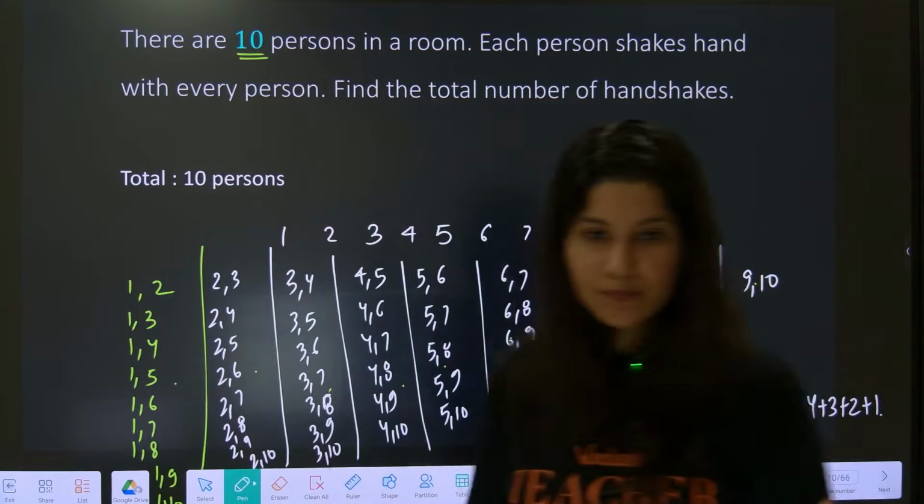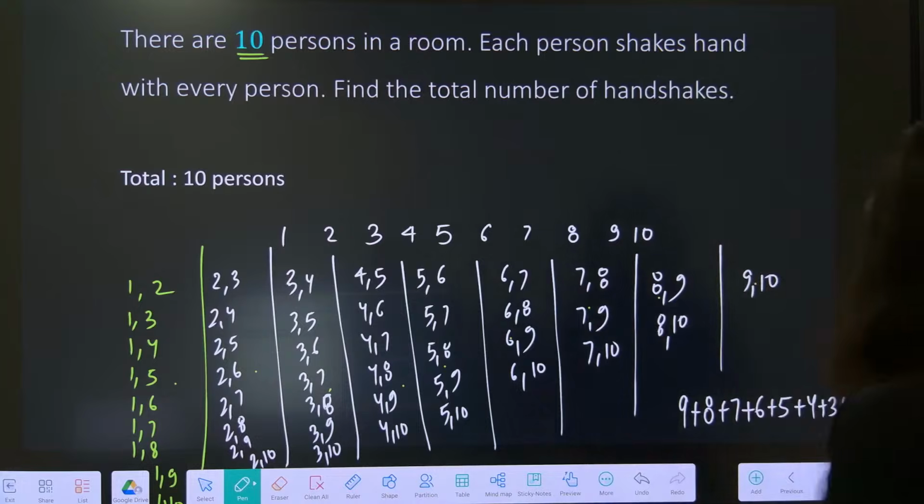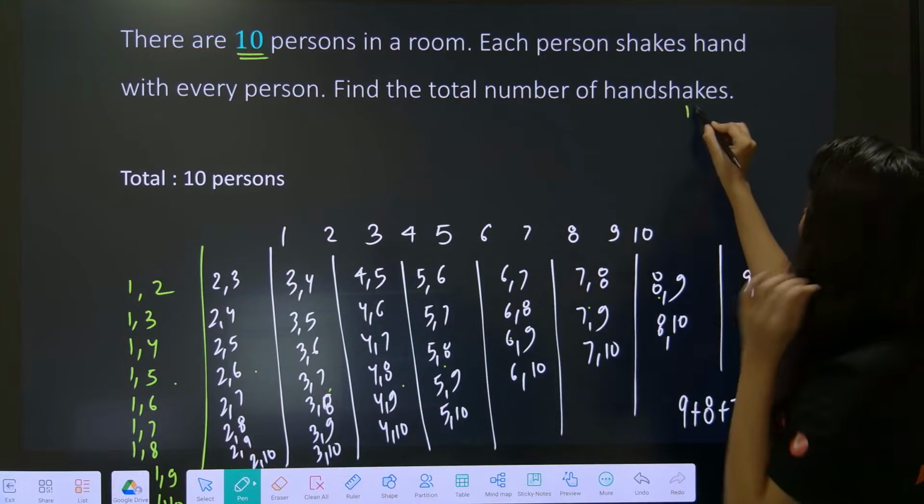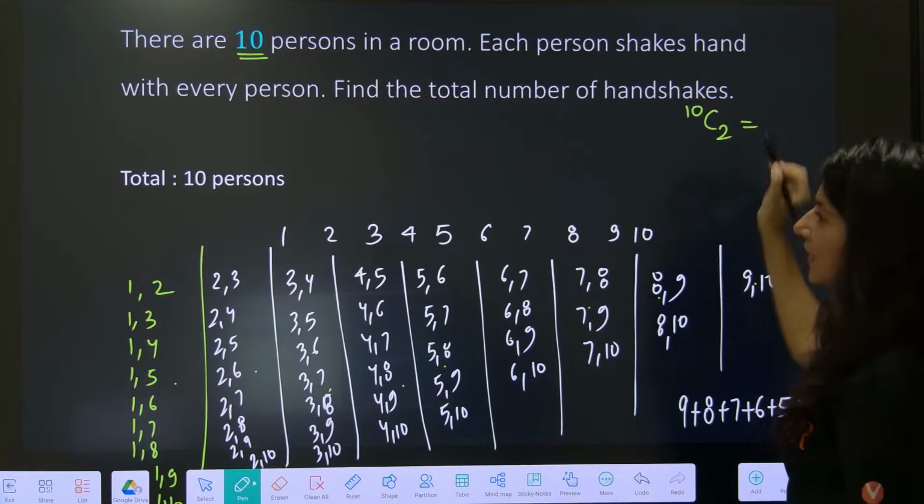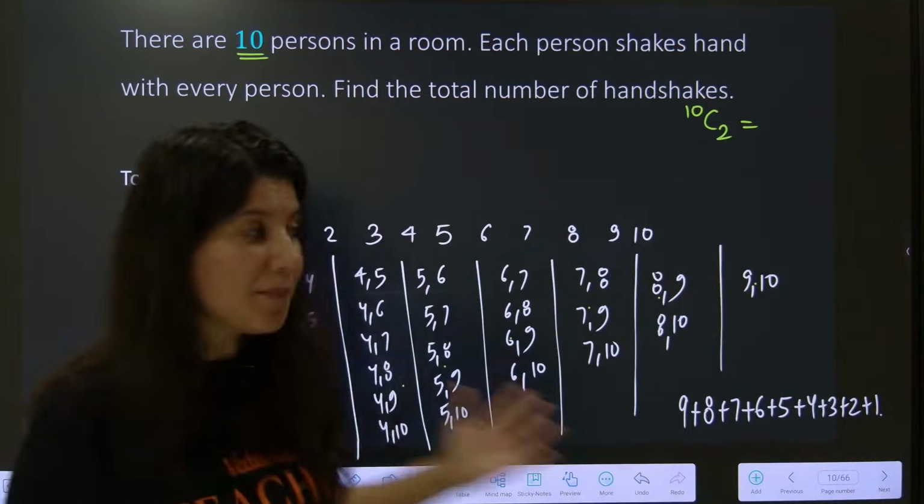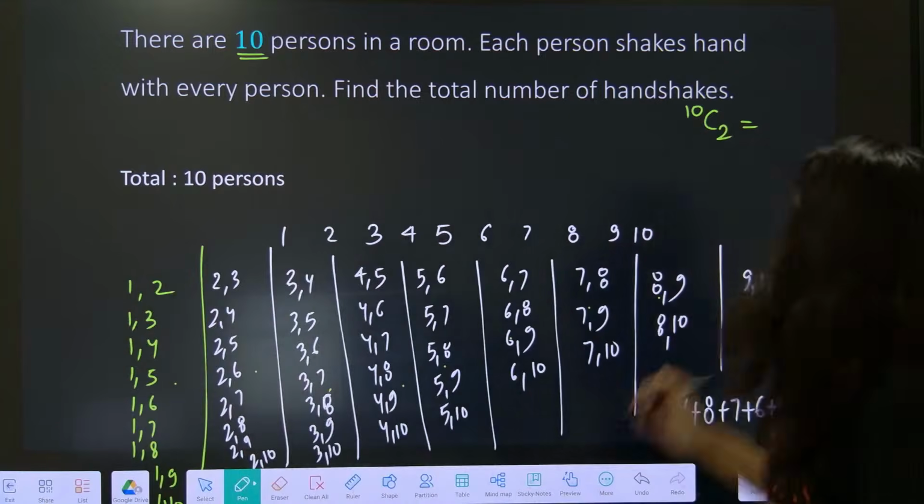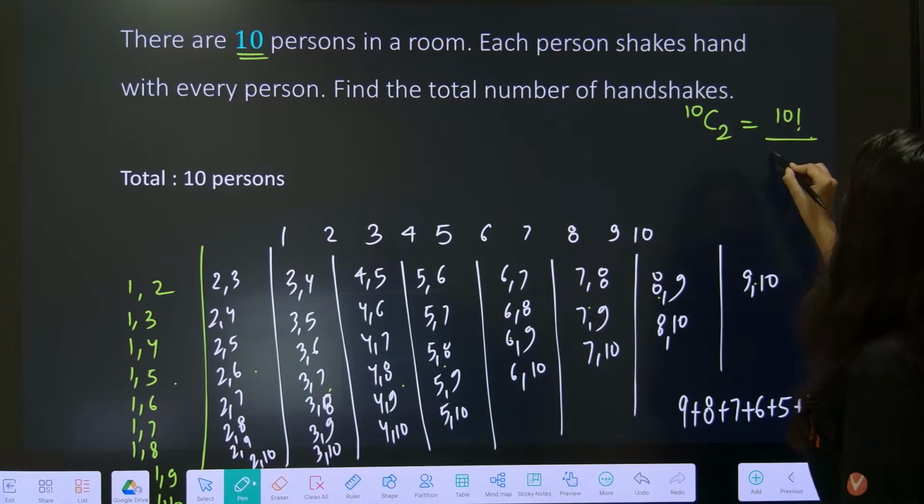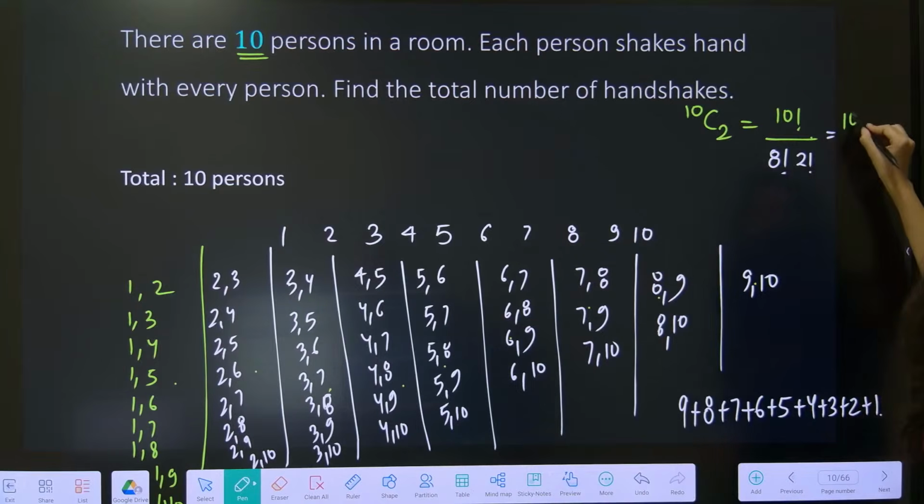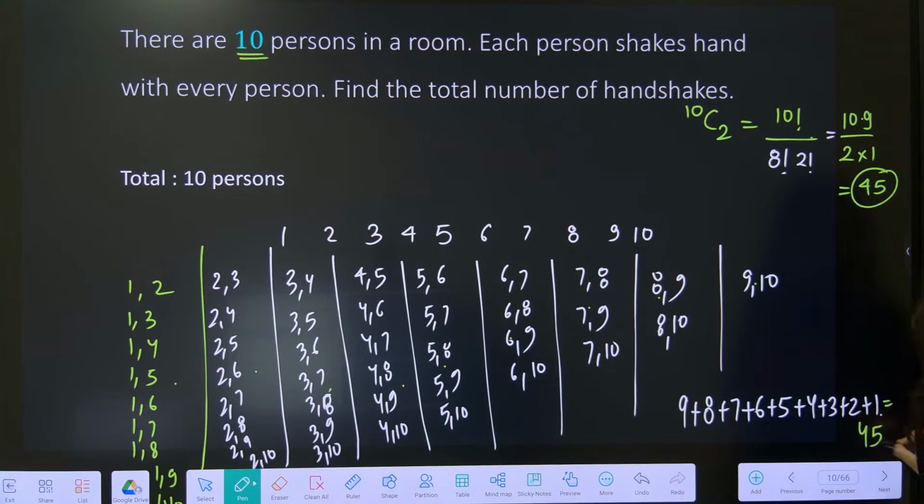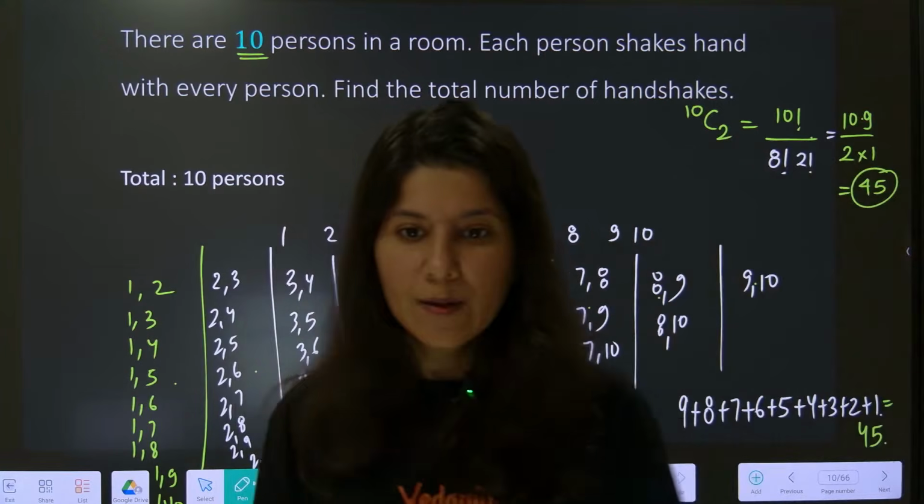Okay. All right. So that is going to be 10C2. Again, understand, this is a manual counting, but 10C2 means what? 10C2 means 10 factorial upon 8 factorial, 2 factorial. So this is going to be 10 into 9, 8 factorial, 8 cancel, upon 2 into 1. So this is what? 45. 45 handshakes are possible.